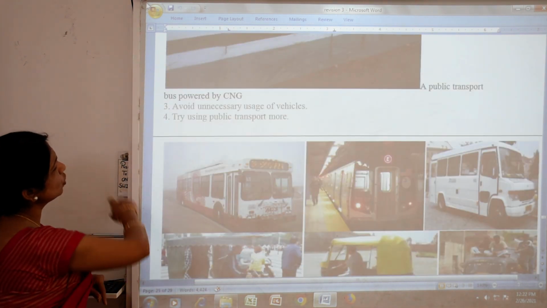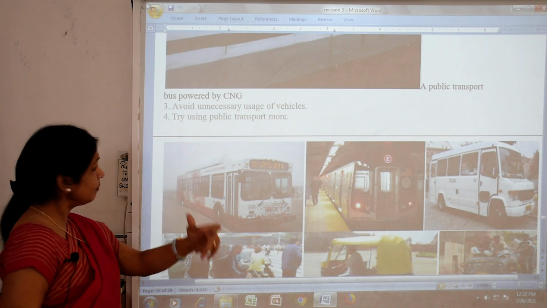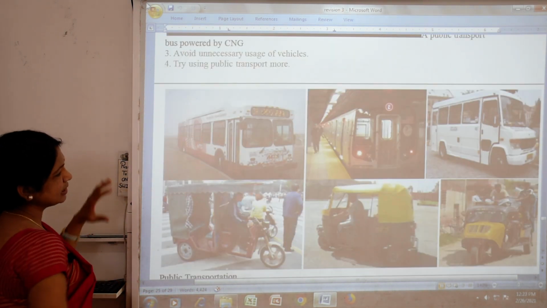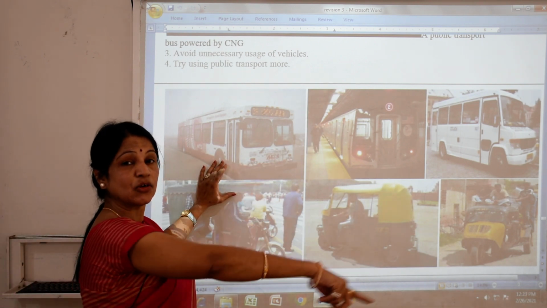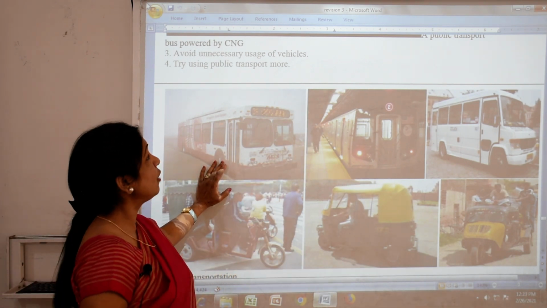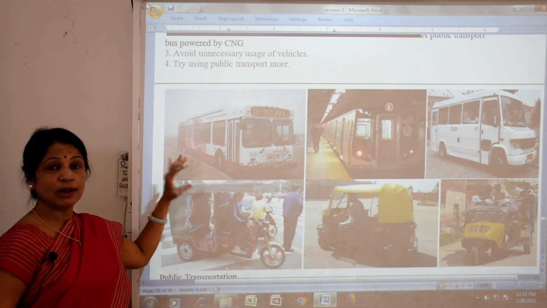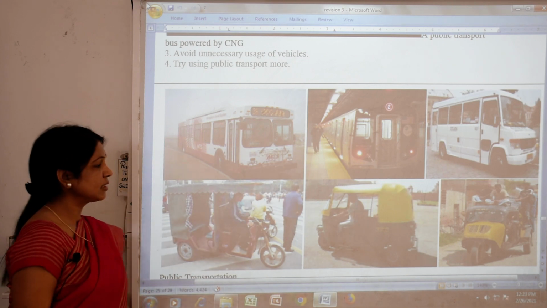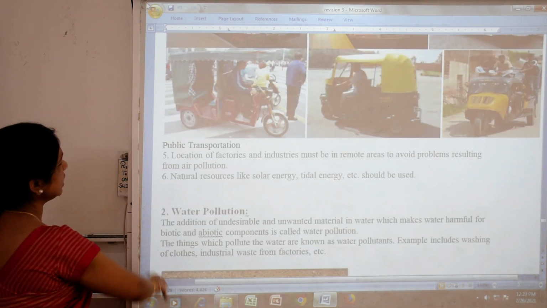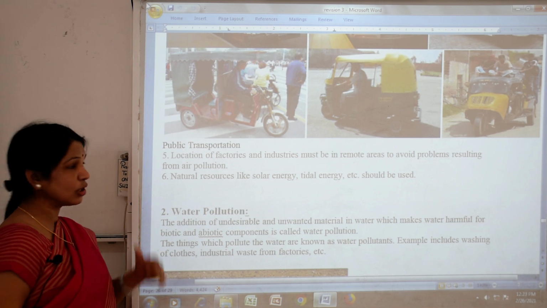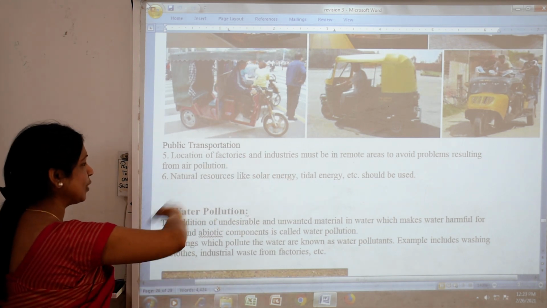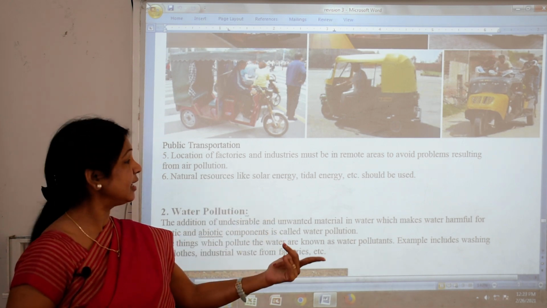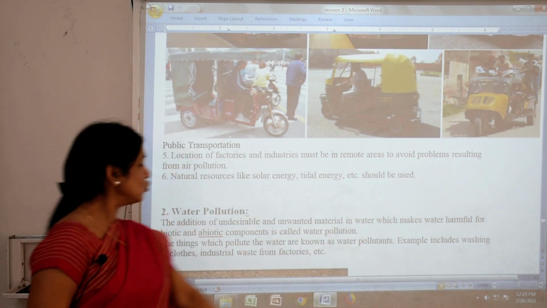Now further, we see buses powered by CNG, and we should try to use public transport more. These are all the pictures I have collected especially for you, showing how you can travel by public means of transport. Further, the location of factories and industries must be in remote areas, and natural resources like solar energy and tidal energy should be used.